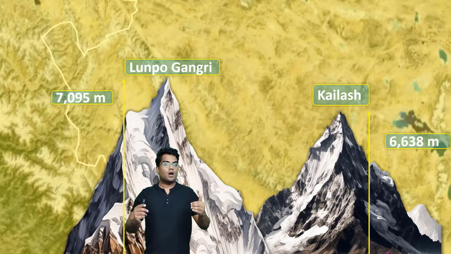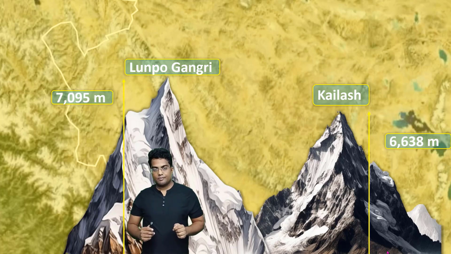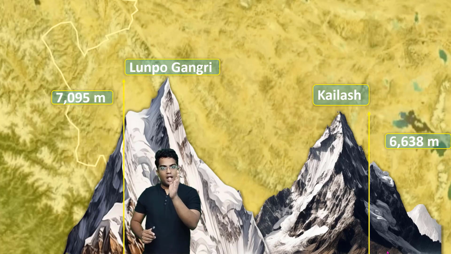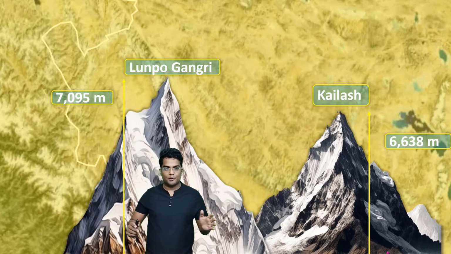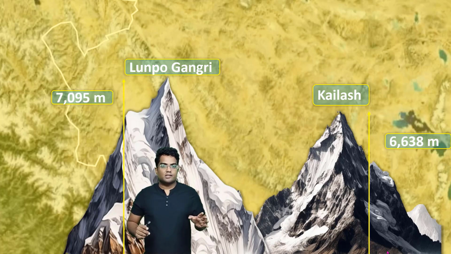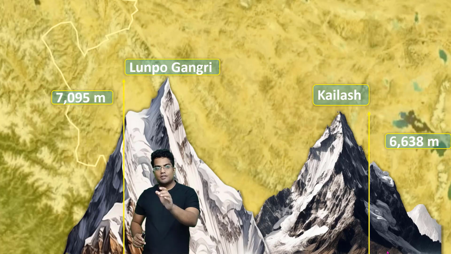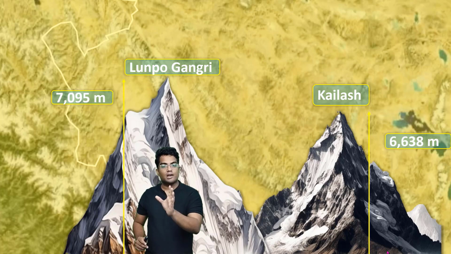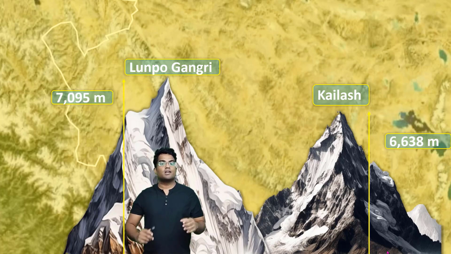However, despite Lunpo Gangri being the tallest in the Kailash range, the Kailash range has a star, that is the Kailash mountain. Kailash mountain is the brightest star in that particular range. Kailash mountain is the famous one, not Lunpo Gangri. For example, in the Himalayas, the most important mountain is Mount Everest, right? However, in the Kailash range, Kailash mountain is the most famous one, despite Lunpo Gangri being the tallest.